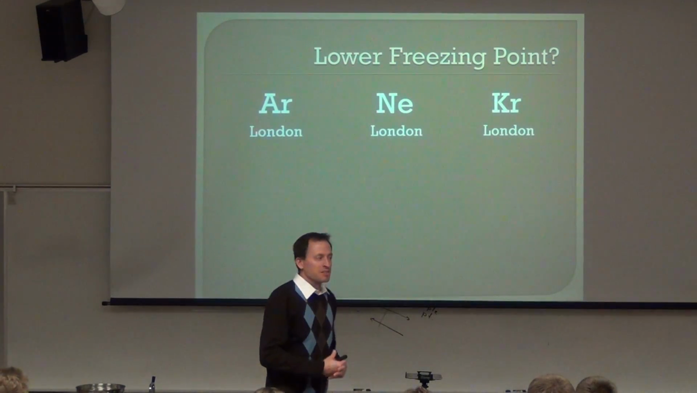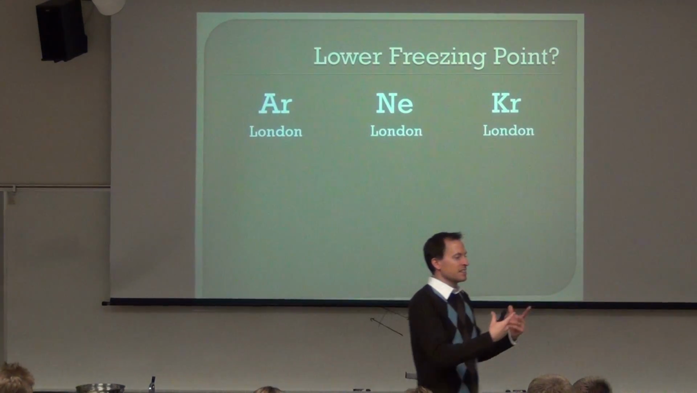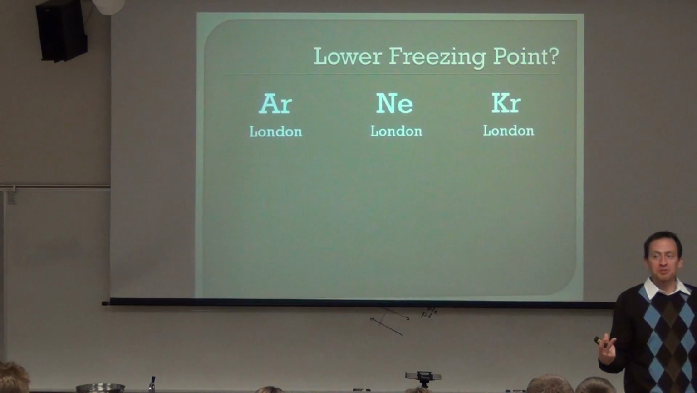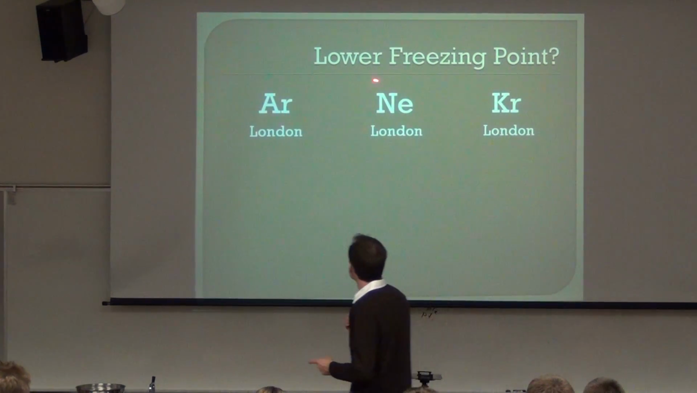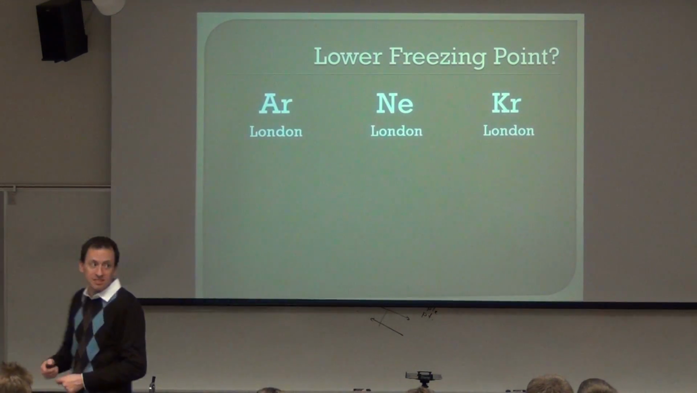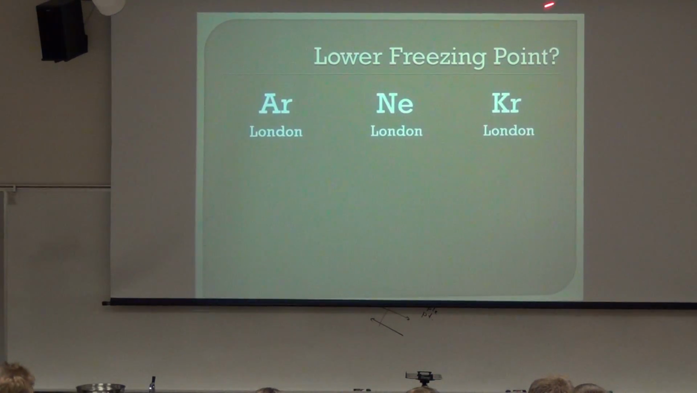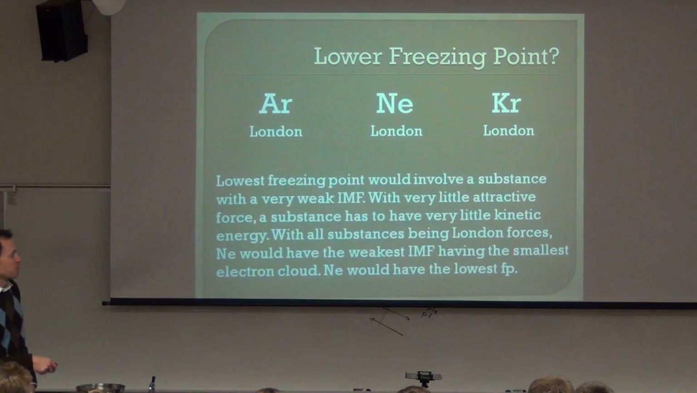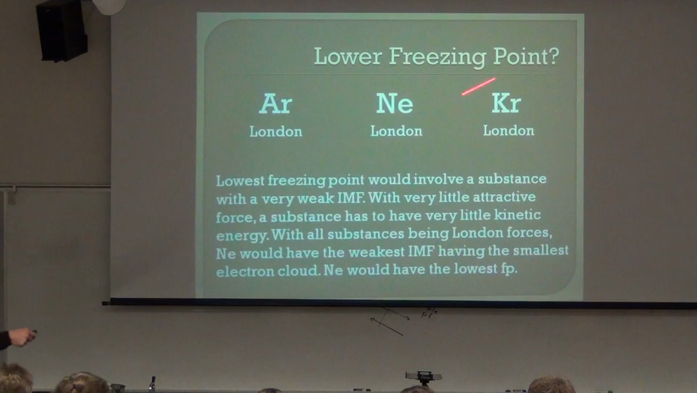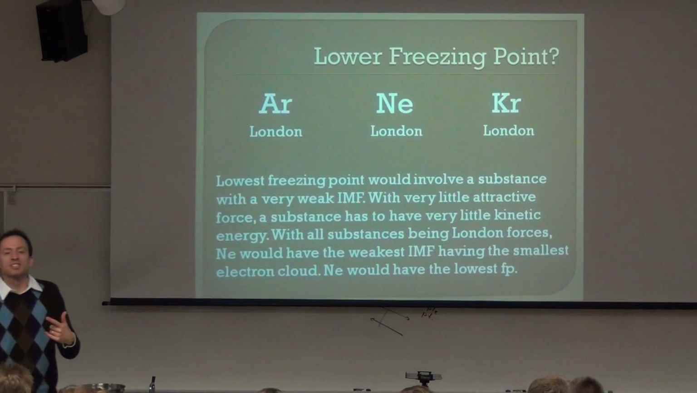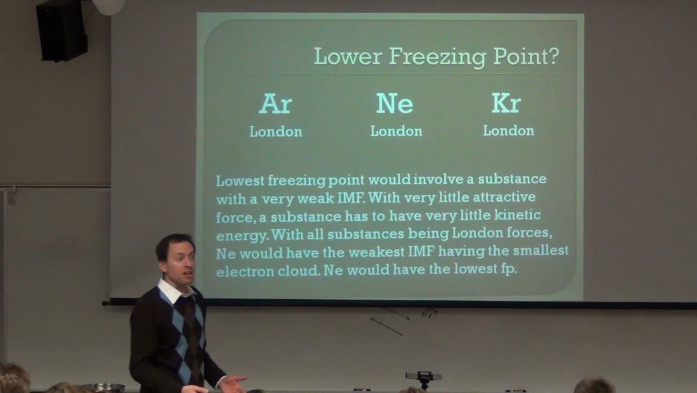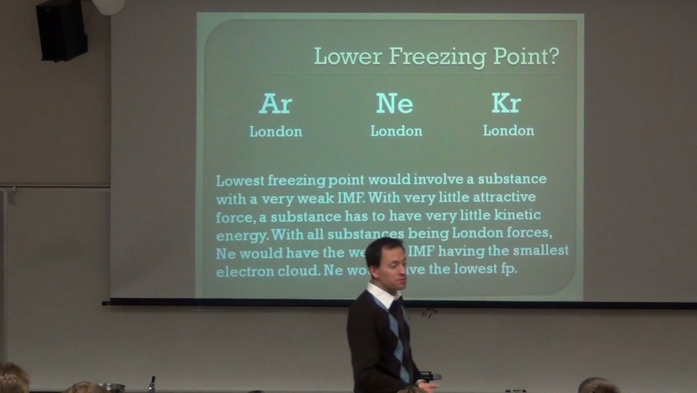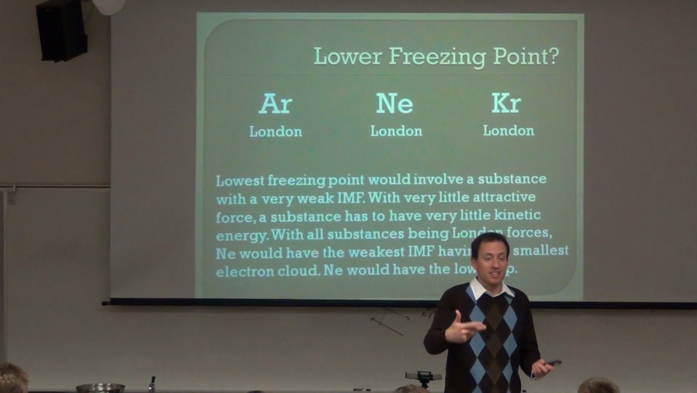Here though, the reason a London force exists is that the electron cloud is affecting other electron clouds. So the larger the cloud, the stronger the IMF. So in this case, the answer is which one? I want the lowest freezing point, so it would be the smallest one. Now I wrote a lot more than you need. But basically, the lower freezing point would result in a weaker IMF. And the smallest electron cloud would have the weakest London force. Done. Which is, and then you gotta say it, which is neon.